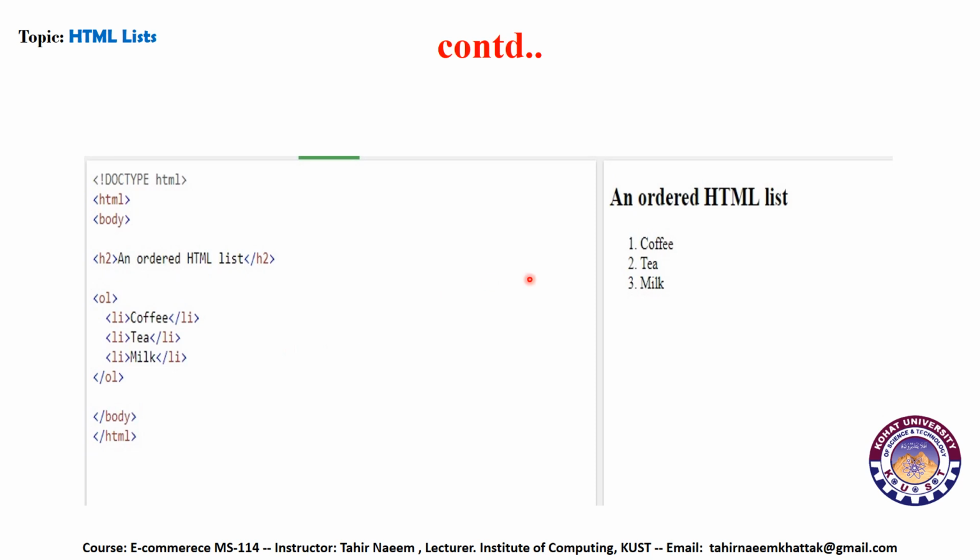Whenever I run this program, I will get a page like this. As I have previously discussed, there will be numbering, and we have inserted 3 items, so the numbers 1, 2, 3 are shown. First is coffee, second is tea, and third is milk.